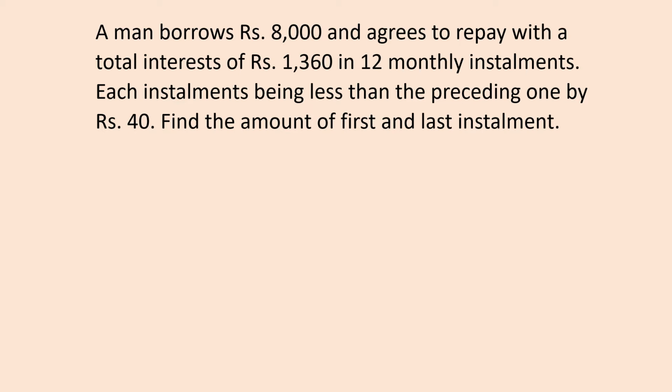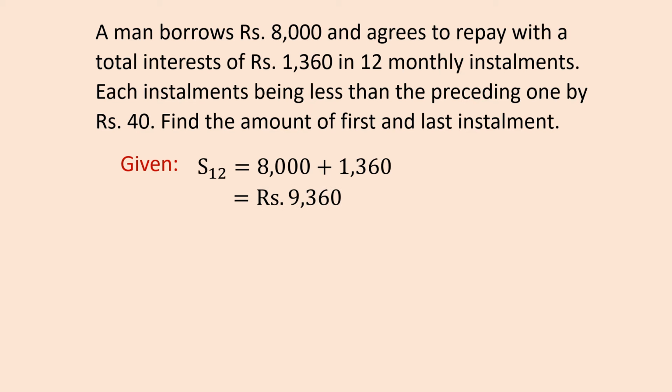First we'll write down what is given to us. In the given we have S12. Why did I write S12? Because the total is 12 installments. And what will be the total amount the man will pay in 12 installments? He will pay interest as well as the principal amount. So we will add them and we will get 9,360. So S12 we have got 9,360.